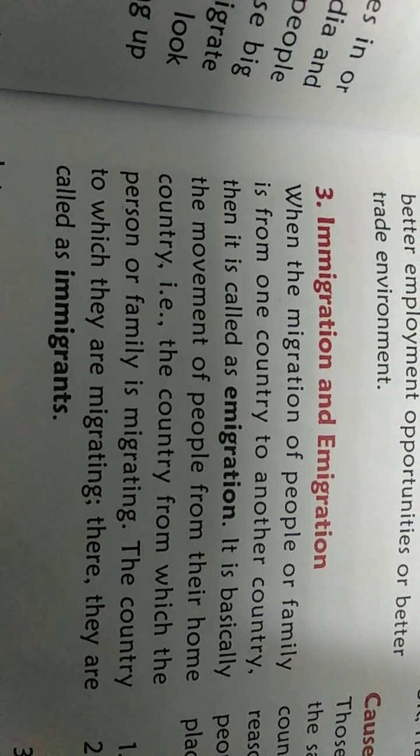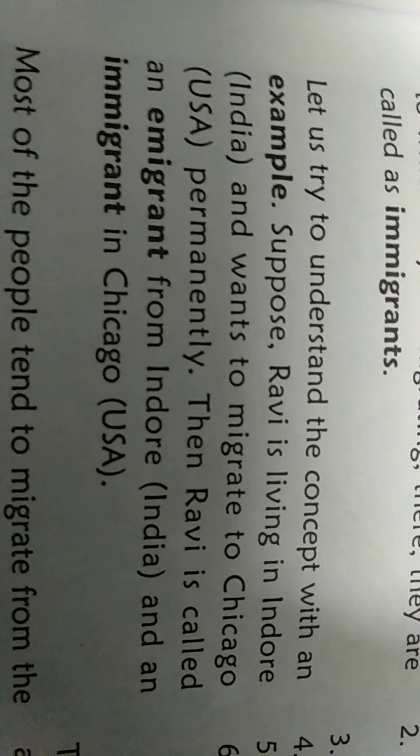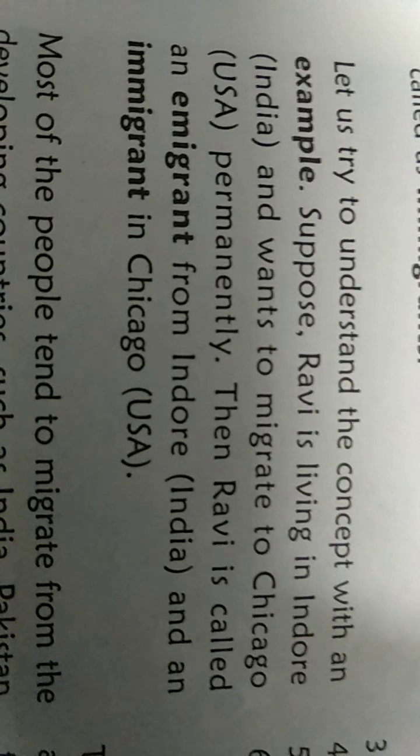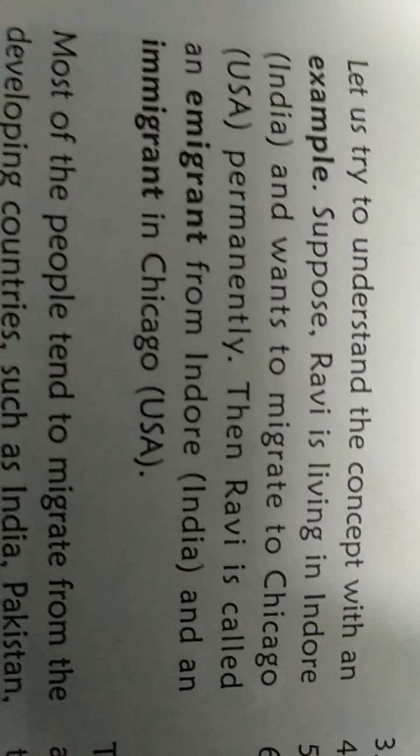Immigration, emigration. What is immigration and what is emigration? When people or families migrate from one country to another, it is known as emigration. Basically, it is the movement of people from their home country to another country. The country into which they are migrating, they are known as immigrants there. Suppose one person is living in Indore and goes to Chicago permanently, then he is an emigrant from India but an immigrant in USA.